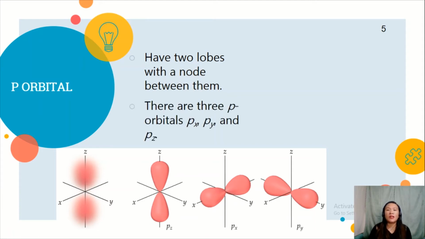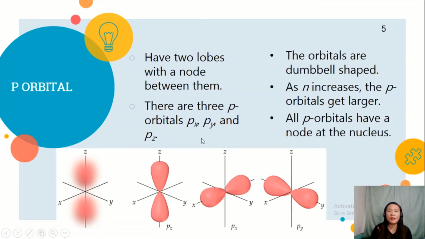Now, there are three p orbitals. We have the px, the py, and the pz. If you remember, we said that for the p orbitals, there are 3. So again, in three dimensions, we can find them in the px. This is the px. We have also the py. So this is the py. And then we have the pz. Okay, so this is the pz.